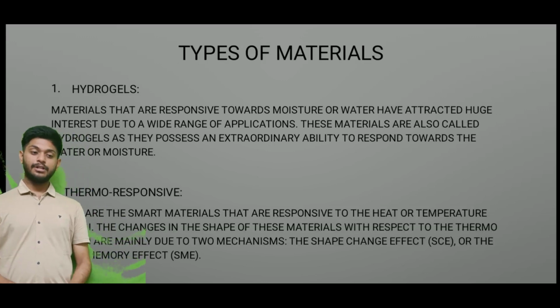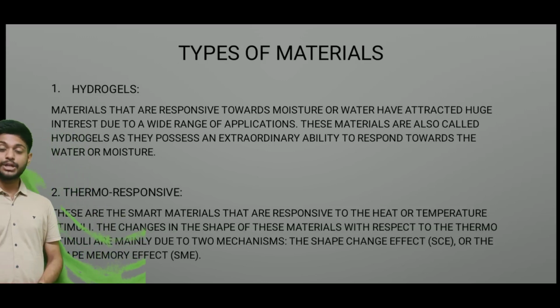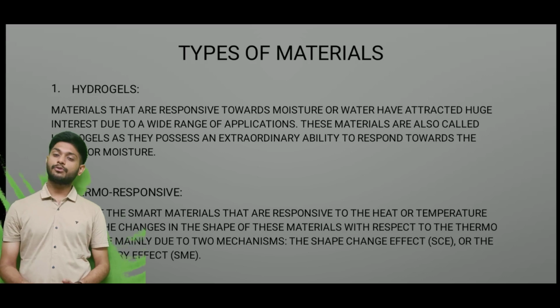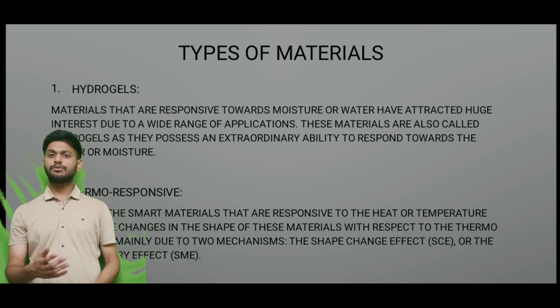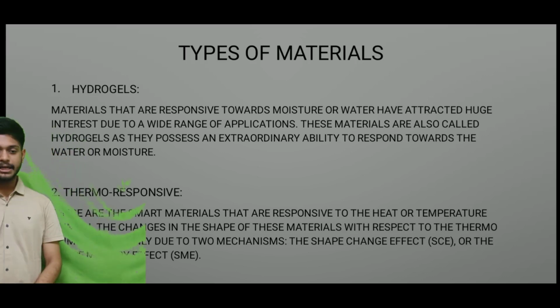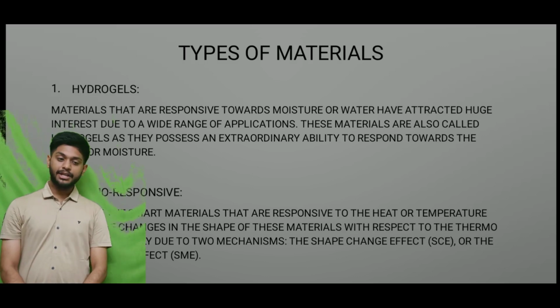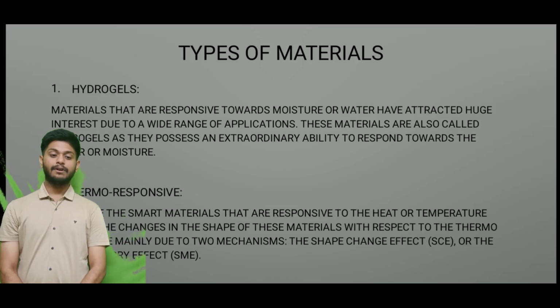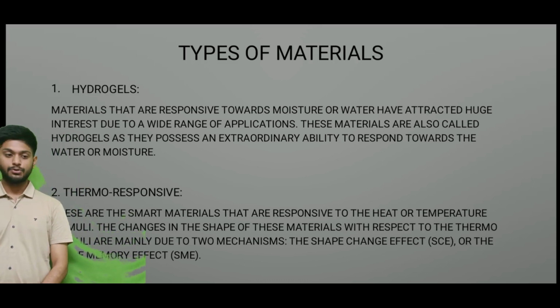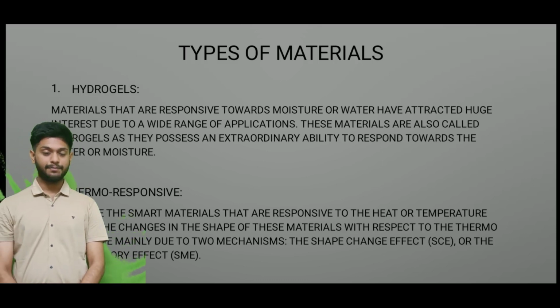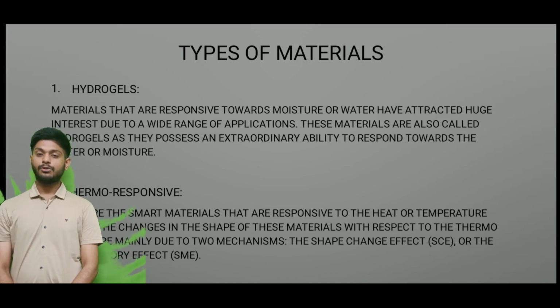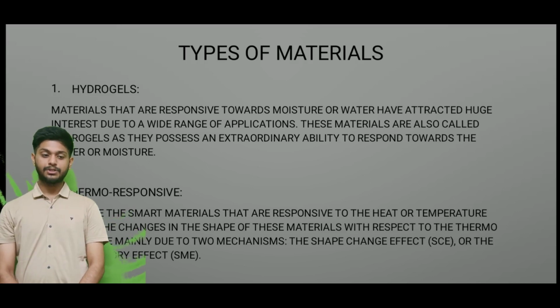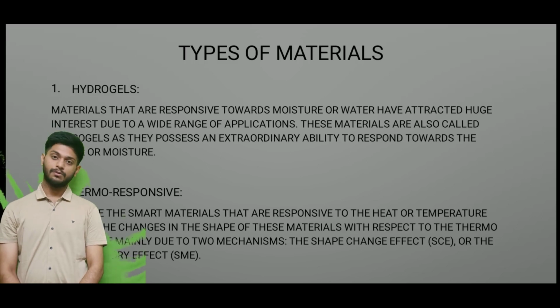Now we'll switch to types of materials which are used for 4D printing. First of all come the hydrogels. So hydrogels, materials that are responsive towards moisture or water, have attracted huge interest for a wide range of applications. These materials are also called hydrogels as they possess an extraordinary ability to respond towards water or moisture.